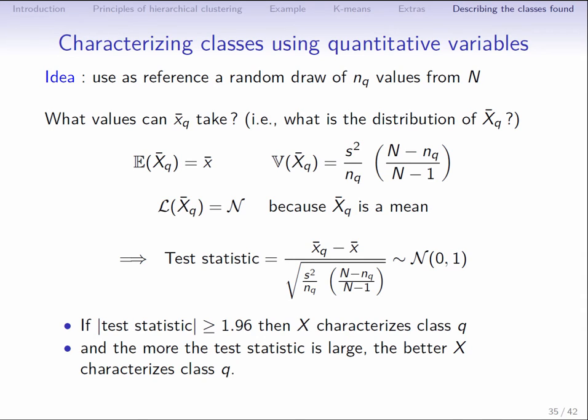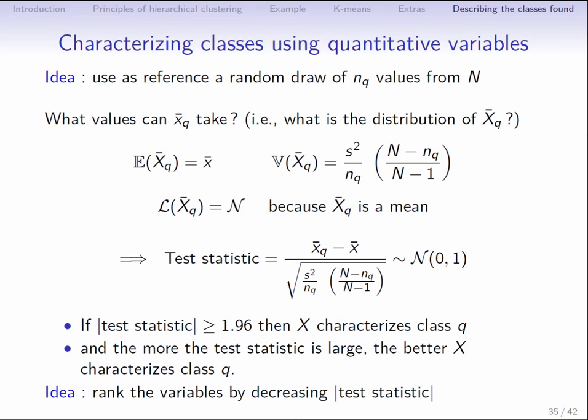However, if the absolute value of the test statistic is above 1.96, then this test statistic is uncommon, so it is unlikely that the data came from a standardized Gaussian distribution. This would lead us to question the hypothesis that these NQ points were randomly drawn from N points. That is, the values of x for class Q show some structure, so to some degree x characterizes class Q. Taken to extremes, the more the absolute value of the test statistic is large, the more the random draw hypothesis is doubtful, and the more x can be thought of as characterizing class Q.